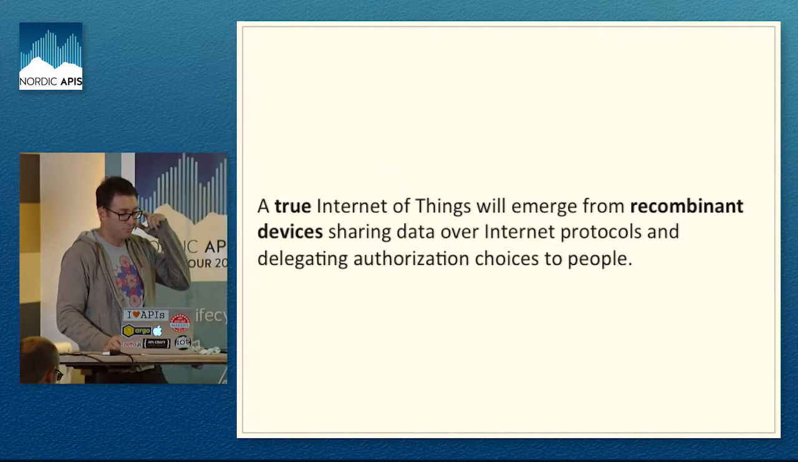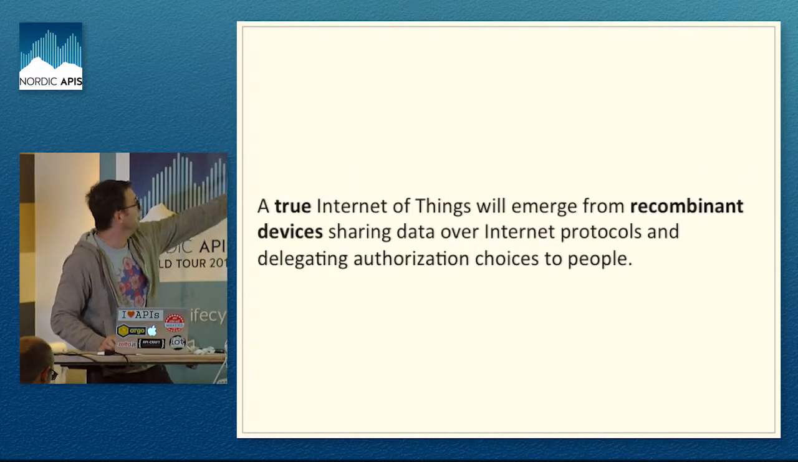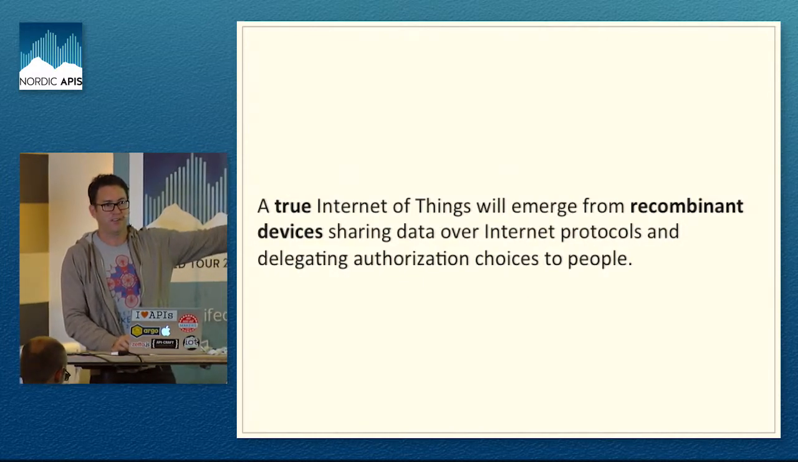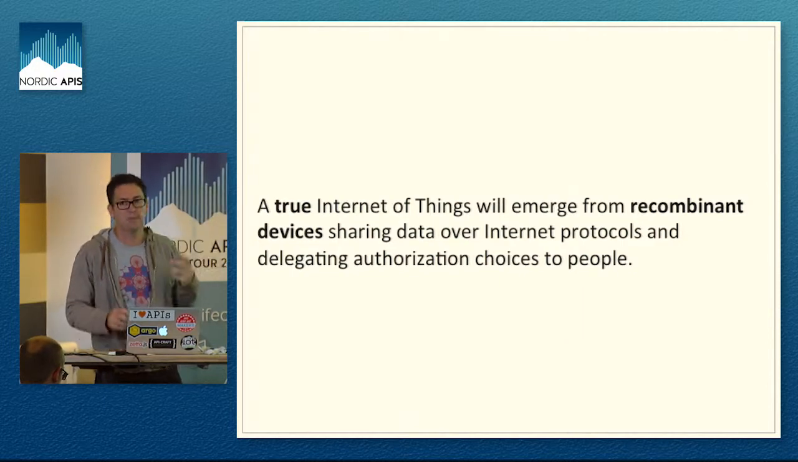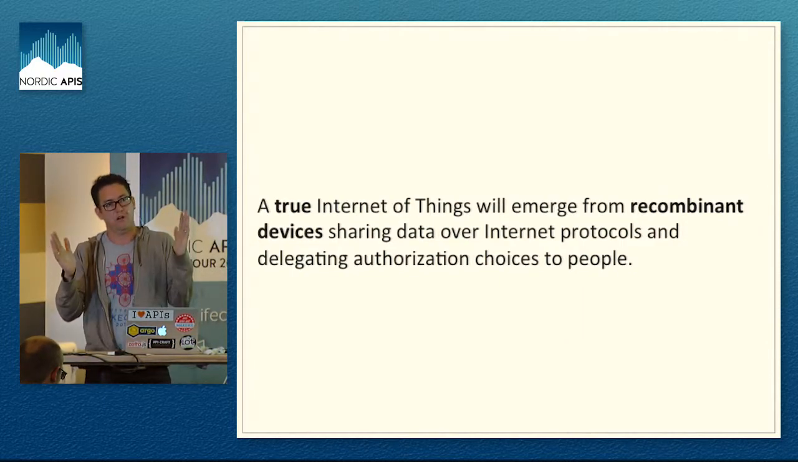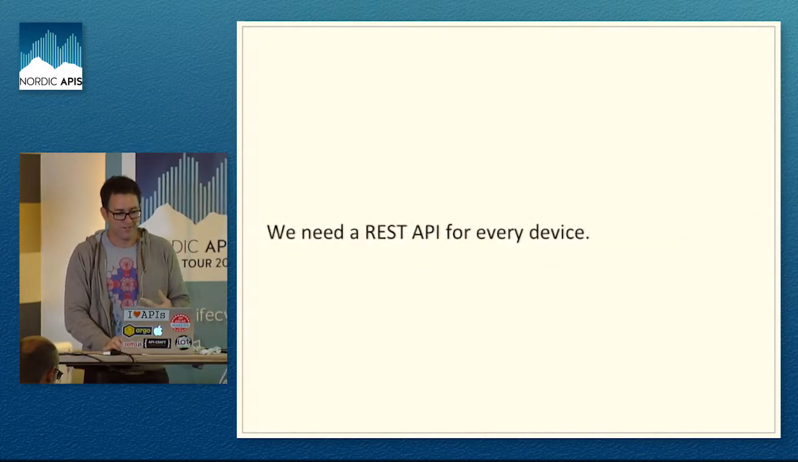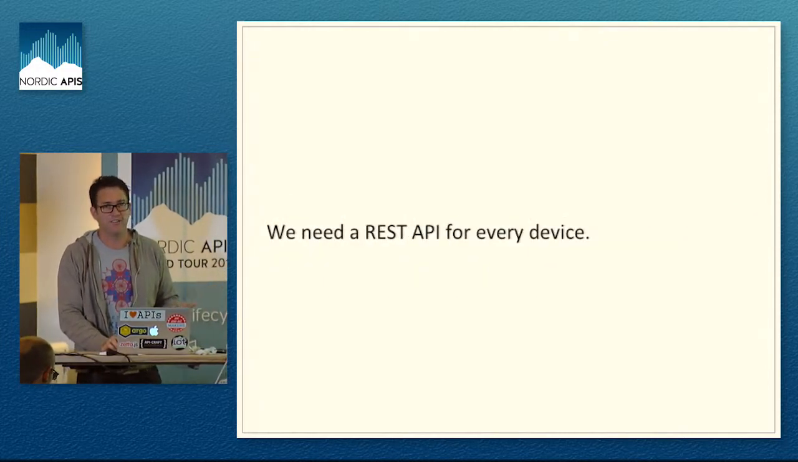So another way to put this is, to truly achieve the Internet of Things, we need recombinant devices, right? And what we mean by recombinant is the combination of data flowing over Internet protocols and delegated auth, okay? In other words, we need a REST API for every device. That's really what it comes down to.